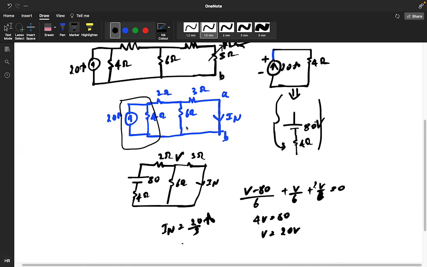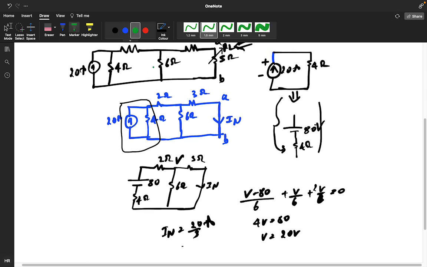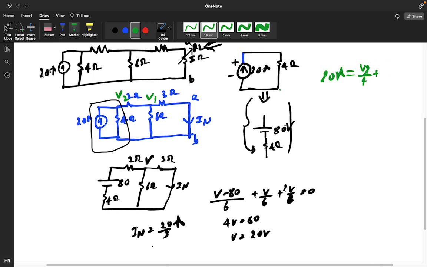And suppose you are doing it the other way, assuming a V1 value here and a V2 value here, you will get the same, but you have to solve many equations. Like 20 ampere is equal to V1 by 4, that is V2 by 4 plus (V2 minus V1) by 2. So 80, 3V2 minus 2V1. One equation you got.